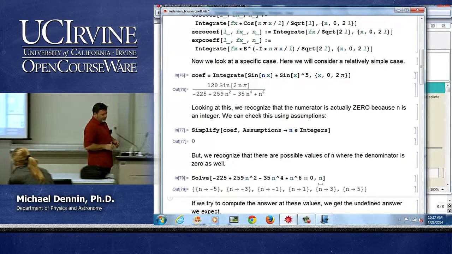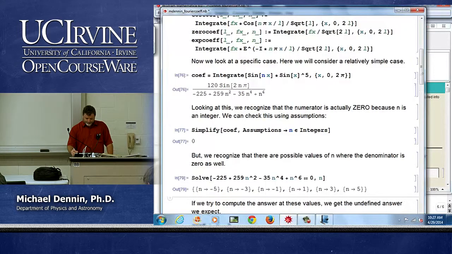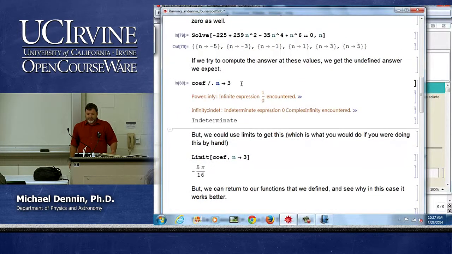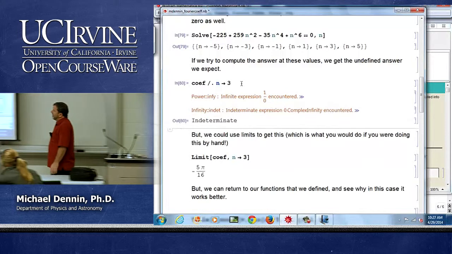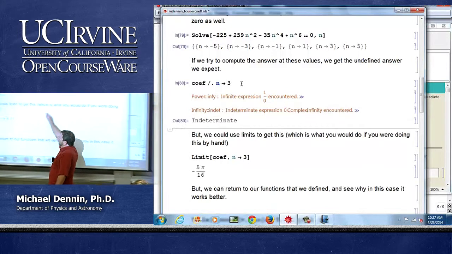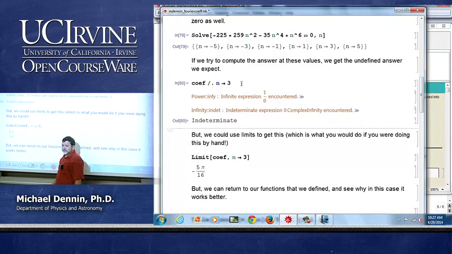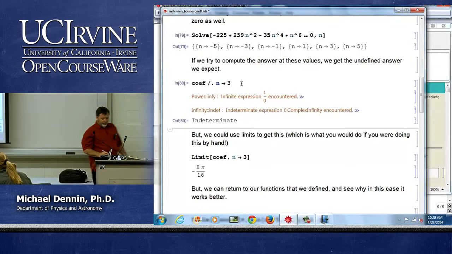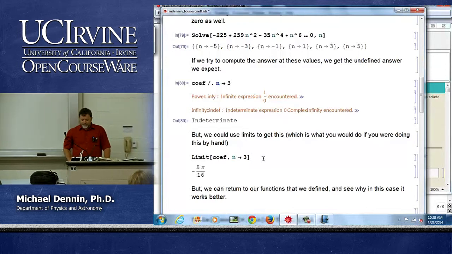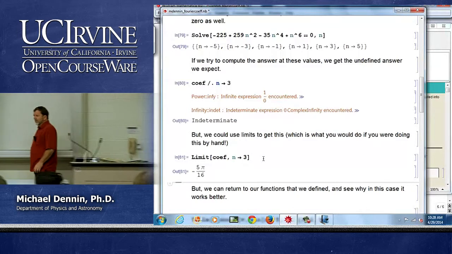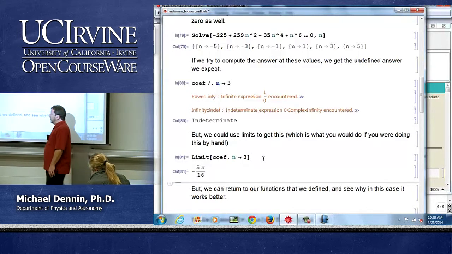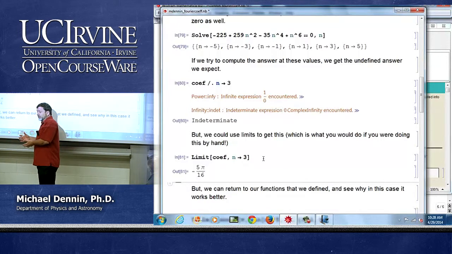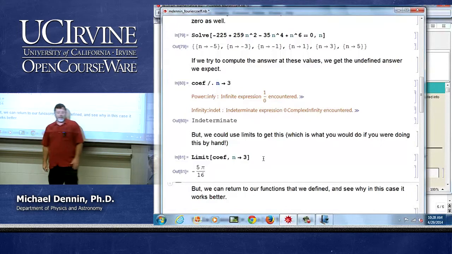So let's do those. Notice if I just plug in n equals 3, it tells me, oh, it's no longer 0, now it's 0 over 0. I don't know what to do with that. There's a couple of things you could do. One thing is I could do the limit. Mathematica, of course, has a limit function, which is what we said, right? When we get 0 over 0, we're really taking the limit as n goes to 0. And I see what it is. I could do that for each of them.